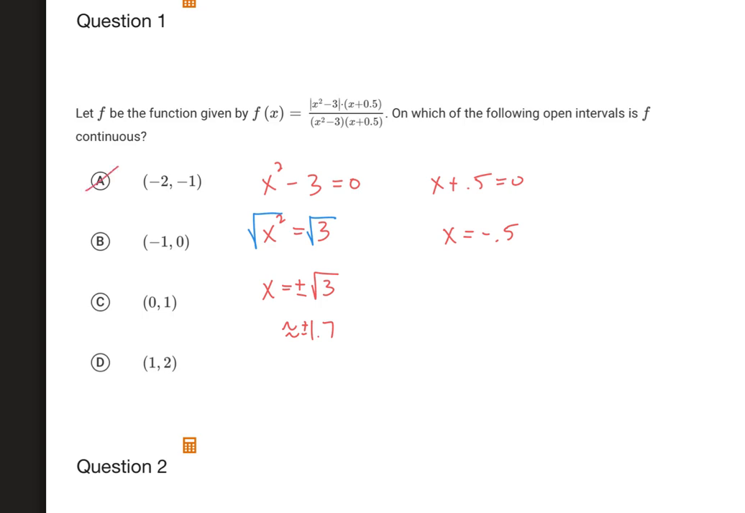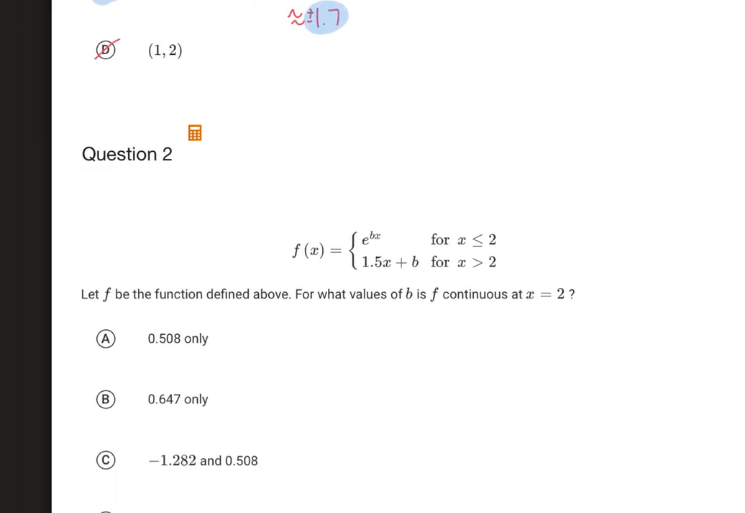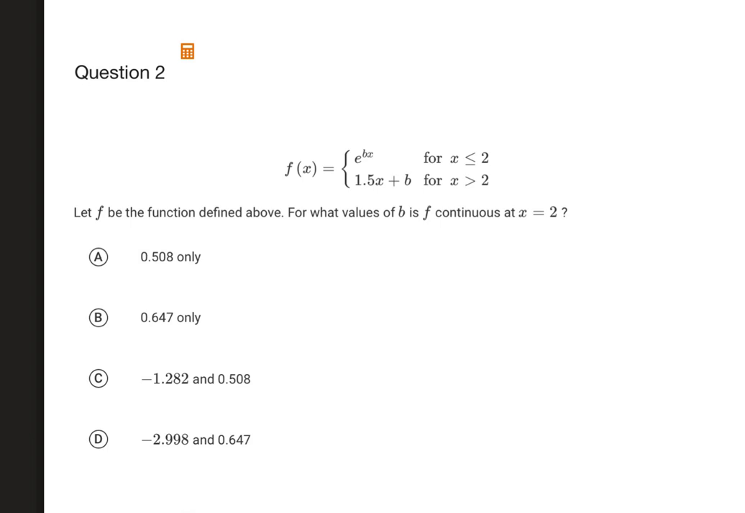For A, that interval contains -1.7. B contains -0.5. D contains 1.7. So C is the right answer. The interval from 0 to 1 doesn't contain any of these discontinuities here. Okay, next one. I know that last one was a calculator question, but we didn't really need a calculator for that one.